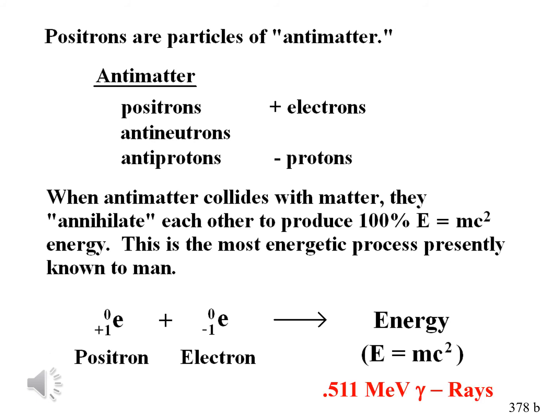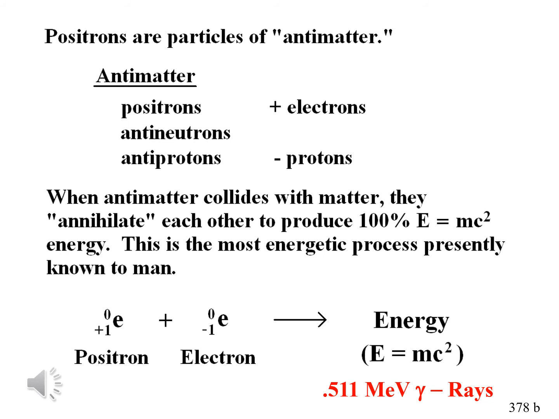Physicists have found that this energy has a specific wavelength or energy. Usually gamma rays are in a spectrum, but in a positron-electron collision, gamma rays are produced. That's what the energy is in the form of, and they are exactly 0.511 mega electron volt gamma rays. You don't have to know that number, but the thing is, if you see this specific wavelength of gamma coming out of a nuclear decay, you know that you've had a positron emission.